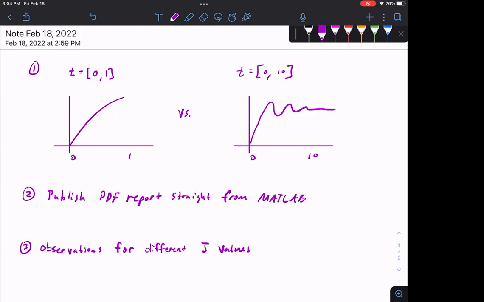And then 3, observations for different values of J. I saw some really good observations. I saw a couple not give an observation. It's almost more important to be able to explain what's happening as opposed to just being able to write the code to get the results. Being able to intuitively understand what the results are, that's almost even more important. So make sure you're always stating your observations for your MATLAB assignments. So those are my 3 points. Awesome. Thank you.